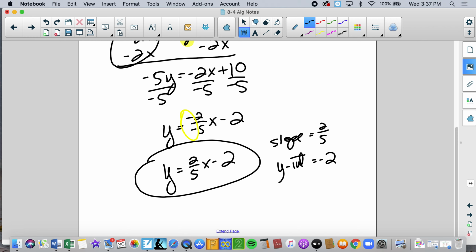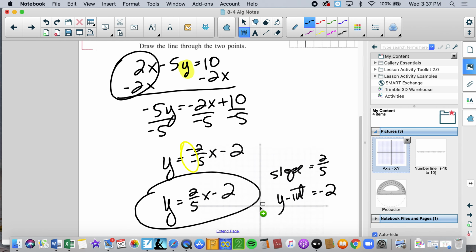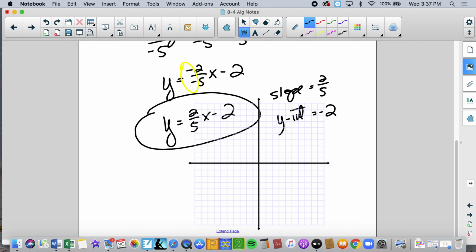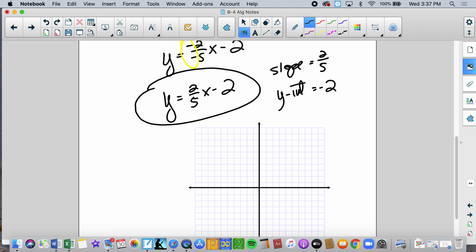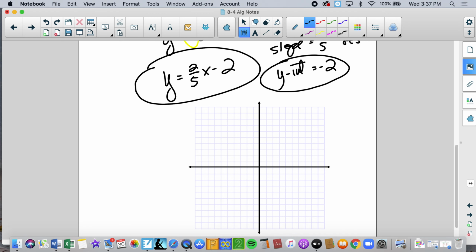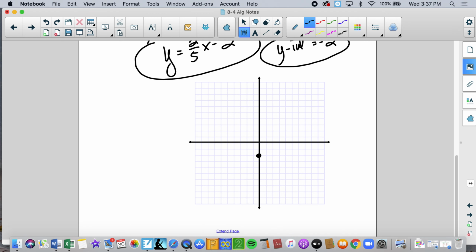Which one am I going to plot first when I want to graph it? Am I going to plot the slope or the y-intercept? I can't plot the slope because the slope is up 2, right 5, but where am I going up from? Am I going from the origin? Am I going from this random dot here? No. That's why I can't use the slope, because I don't have a point to go up 2, right 5. So I must plot my intercept first, because once I plot the intercept, I have a point on that line.